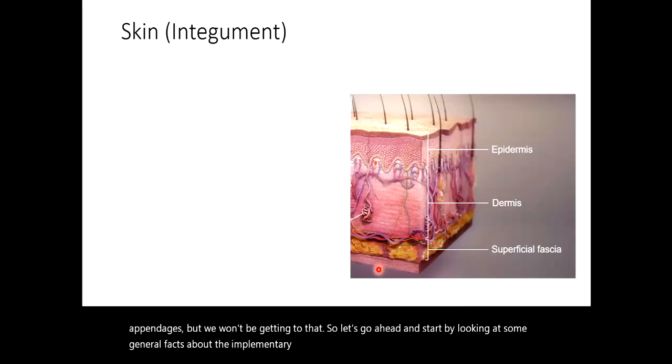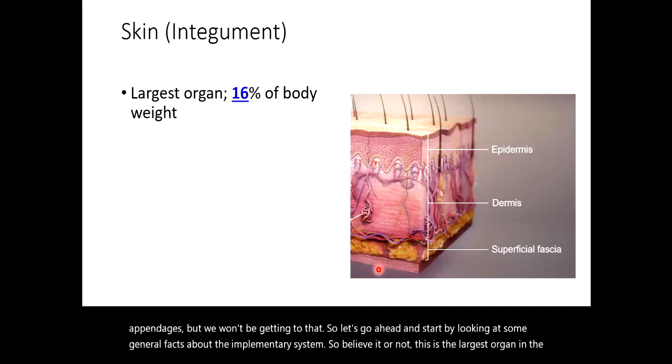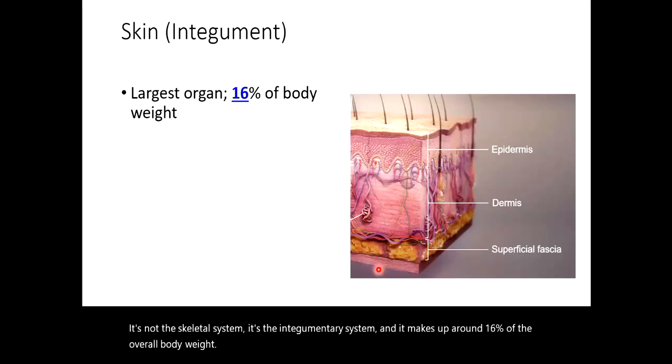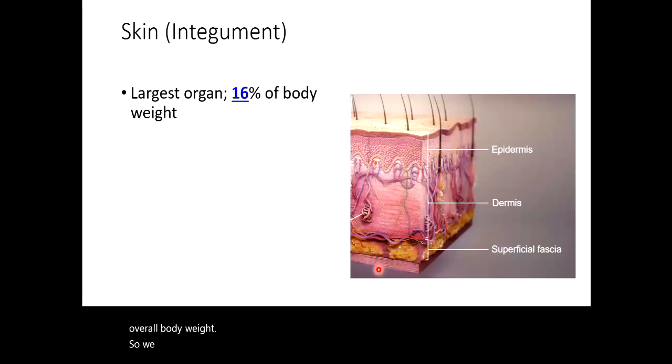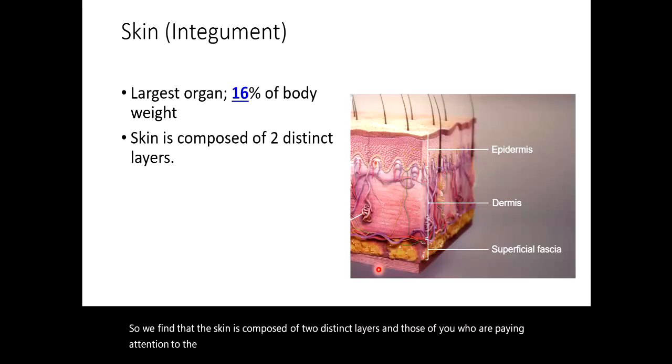So believe it or not, this is the largest organ in the body. It's not the skeletal system, it's the integumentary system, and it makes up around 16% of the overall body weight. So we find that the skin is composed of 2 distinct layers. And those of you who are paying attention to the previous slide, where you may be wondering, didn't you just say 3 layers? Now you're saying 2 layers. All right, bear with me, I'll explain the reason for that discrepancy.